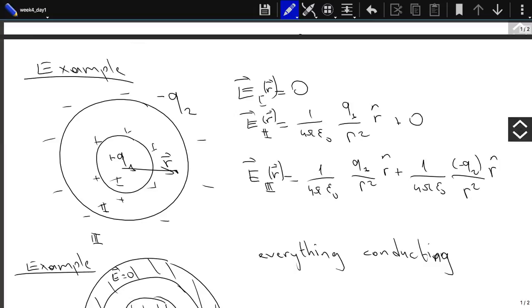Well, if you are in region 3, the only thing we did is we imagined this sphere, the total charge inside is Q1 minus Q2. So if you look at here, this is nothing but Q1 minus Q2 over R squared. That's the electric field of a point charge.